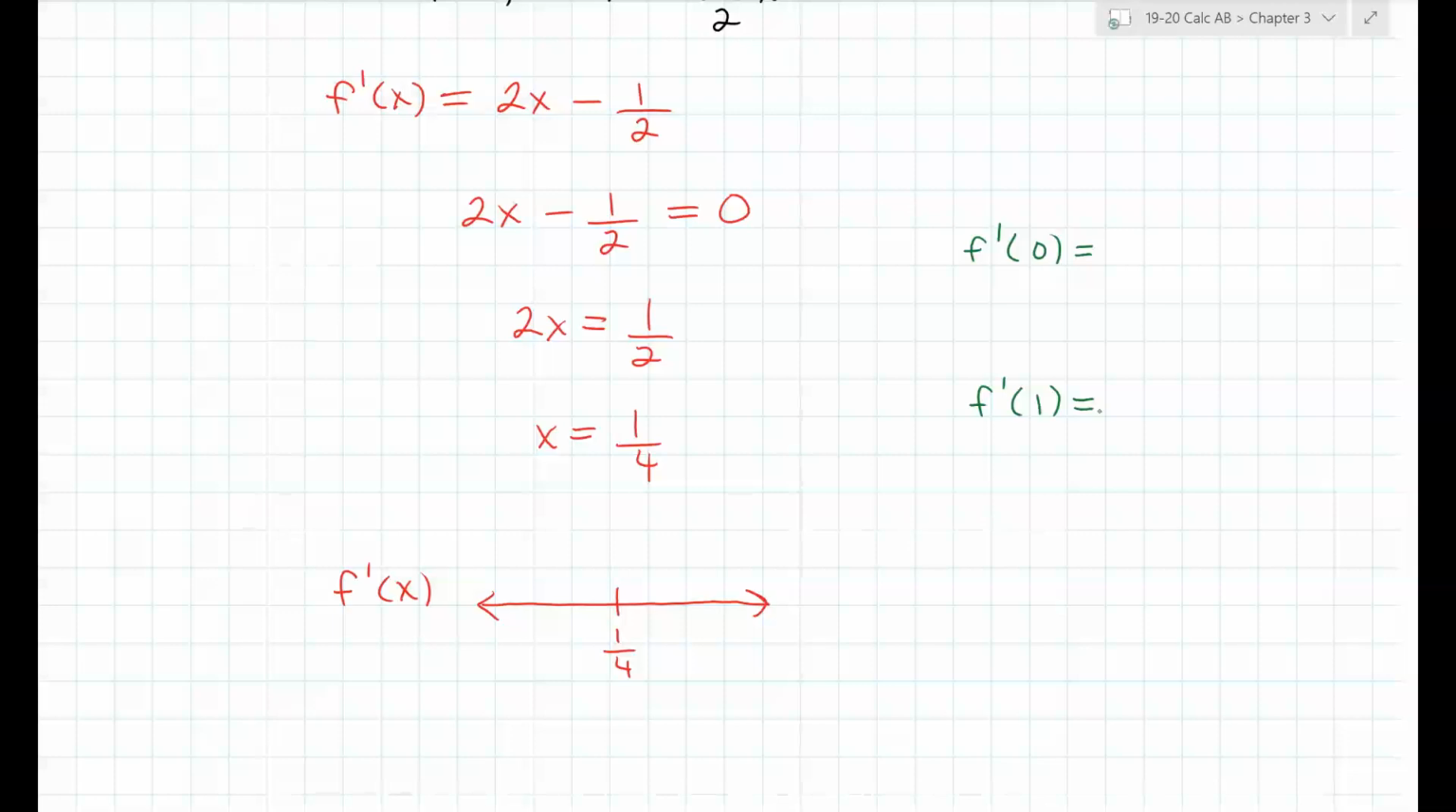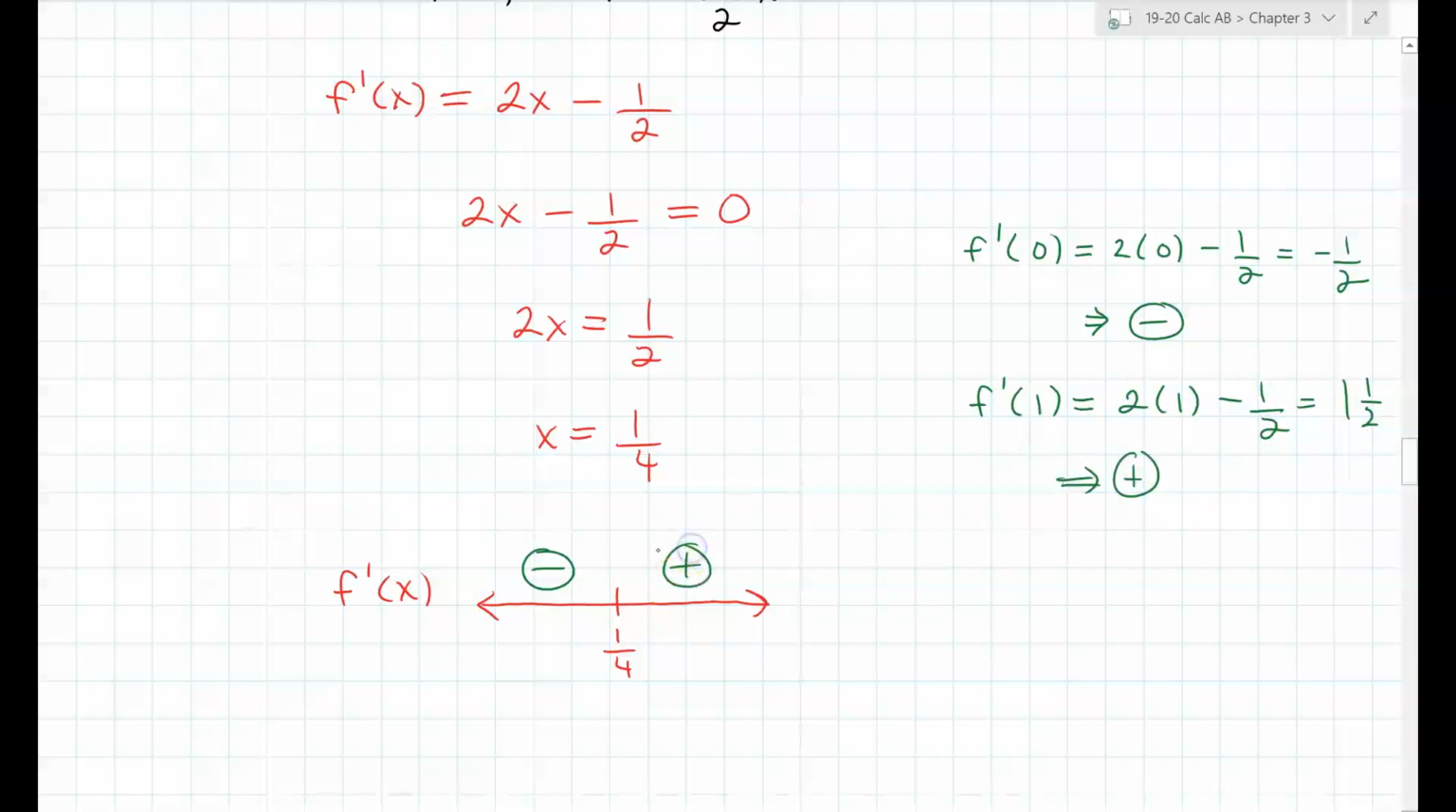So f prime of 0, if I plug in a 0, I get 2 times 0 minus half. That's equal to negative half, which is basically negative. That's all I care about, right? The fact that it's negative. That's all I want to know. Now, f prime of 1, that's 2 times 1 minus half. Well, that's 1.5. All I really care about is the fact that it's positive. So this graph is going down and then up.